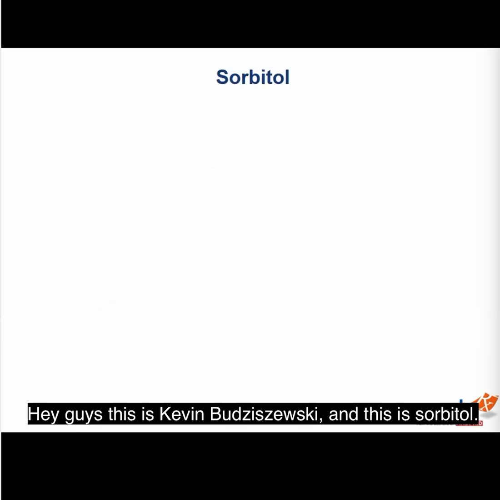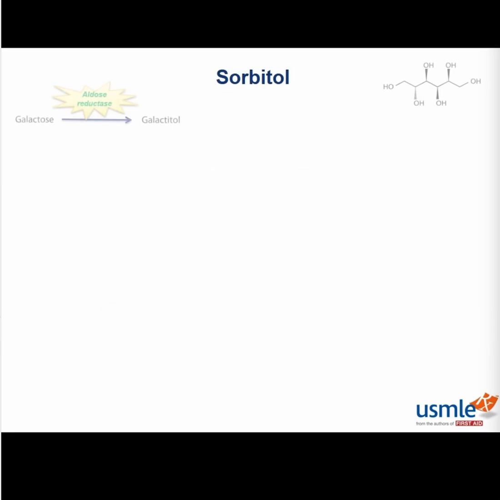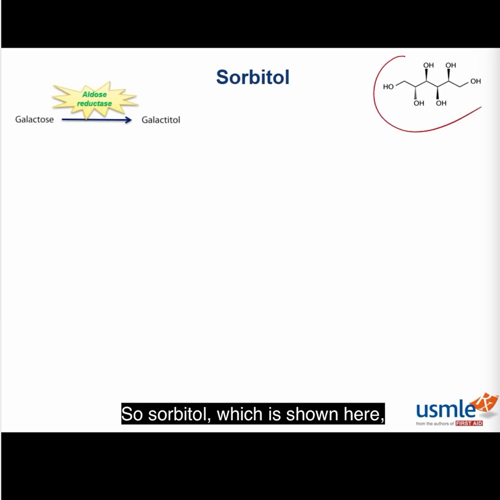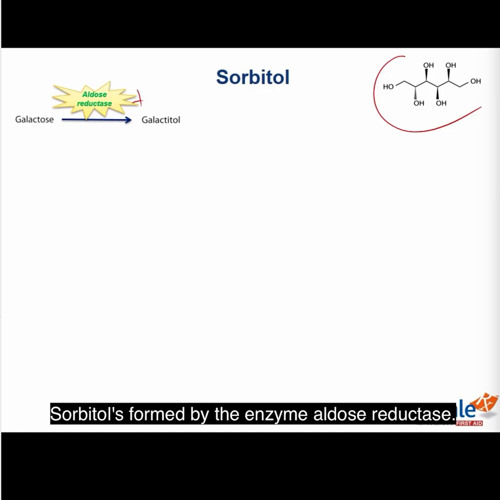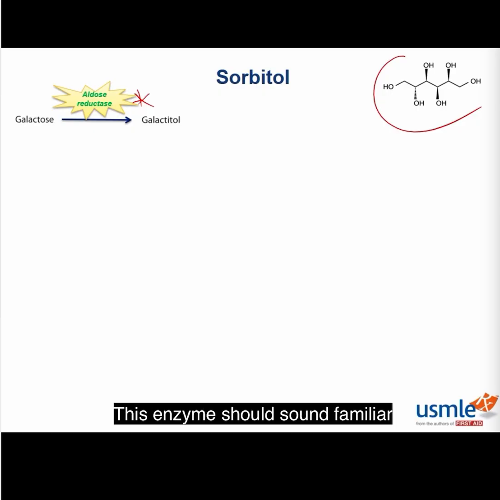Hey guys, this is Kevin Budashevsky, and this is sorbitol. So sorbitol, which is shown here, is basically a reduced alcohol form of glucose. Sorbitol is formed by the enzyme aldose reductase. This enzyme should sound familiar, as it's also the enzyme that converts galactose to galactitol.